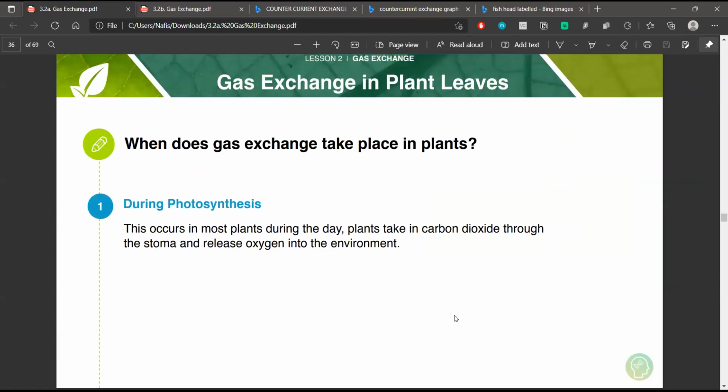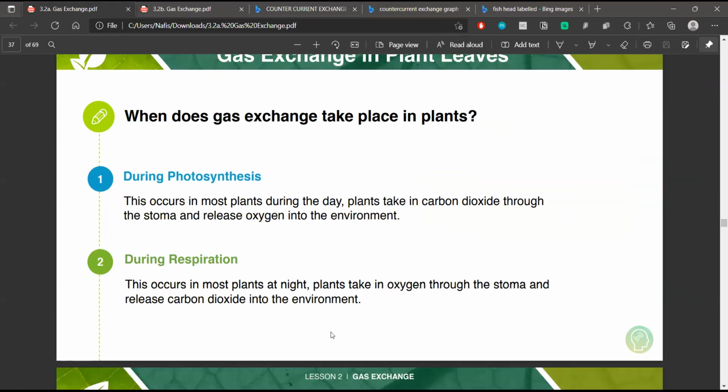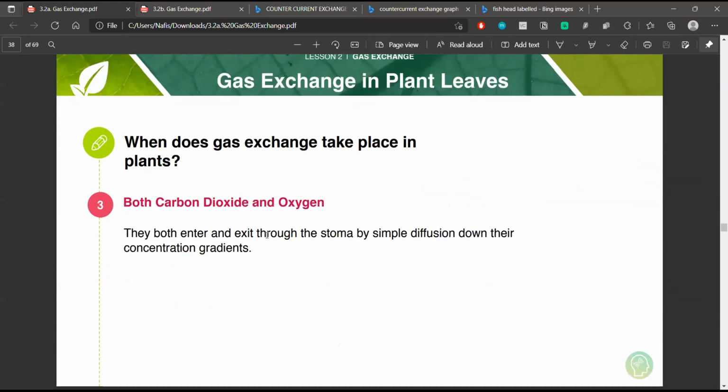So when does gas exchange take place in plants? Again, during photosynthesis, there is gas exchange. Plants take in carbon dioxide through the stoma and release oxygen into the environment. During respiration, which occurs mostly at night, plants take in oxygen through the stoma and release carbon dioxide into their environment. So very slight differences on that. And then remember, both carbon dioxide and oxygen move through the stoma by simple diffusion down their concentration gradients.